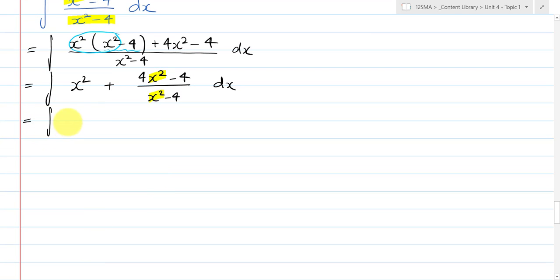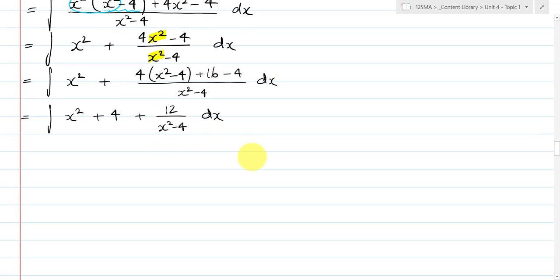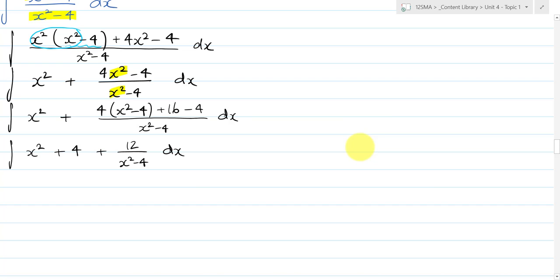Let's process again. I get x squared. Now I need to get 4x squared, so I'm thinking I'll have 4x squared minus 4. Now I've got the denominator there, but of course I have subtracted negative 16 in that expansion, so I have to add 16, and I've still got my minus 4, and that's over x squared minus 4, and this becomes x squared plus 4, but I've still got 16 minus 4 is 12 over x squared minus 4. And so I've still got to deal with the partial fraction, but I've got that fairly easy polynomial component as well.